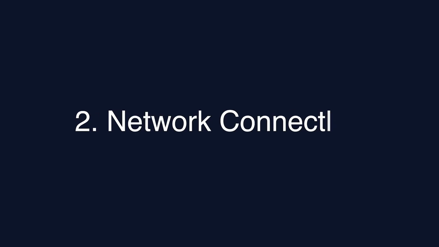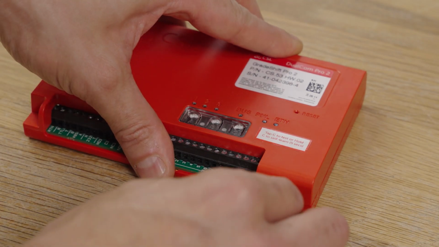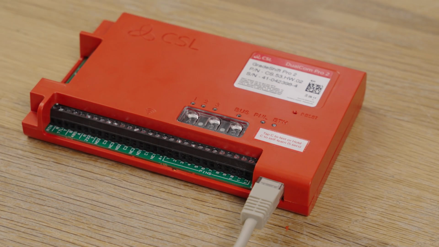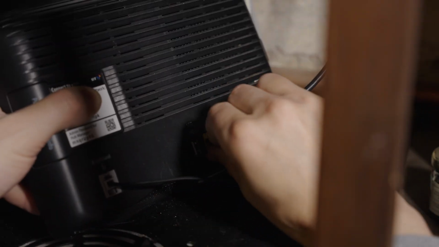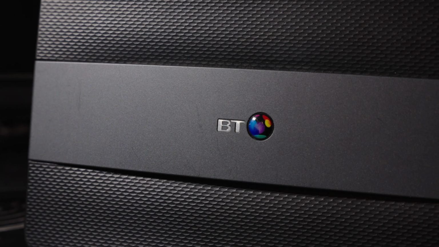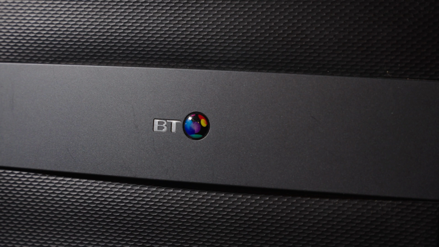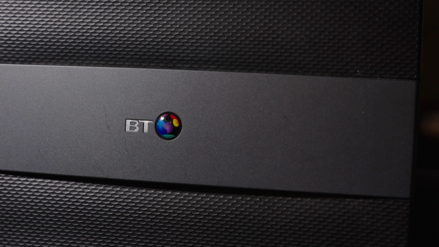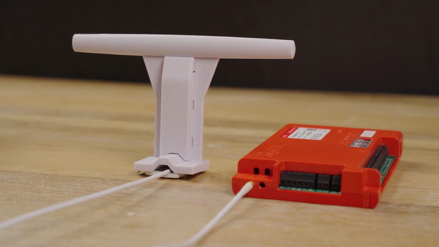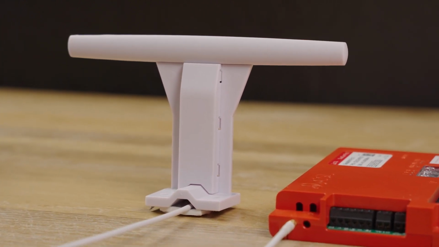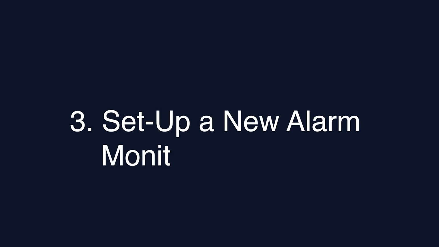2. Network connection. Next, you need to connect your new dual path communicator to your network. Please note that your new communicator needs to be connected to your router rather than your old PSTN telephone line. This can be the most complicated part, as the router is often located far away from where the main alarm panel is. You should also test the GSM connection too, and make sure you have a strong enough signal by installing the appropriate aerial.